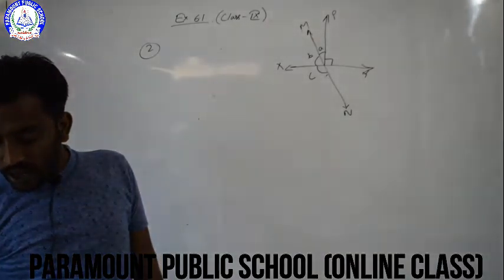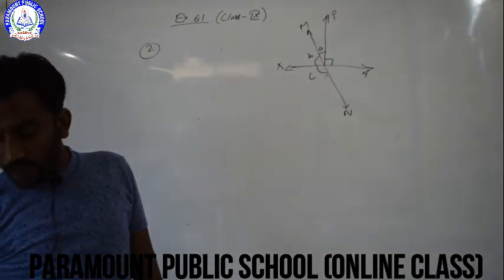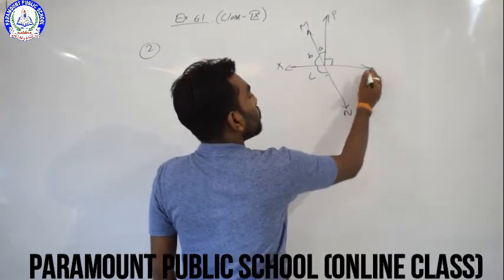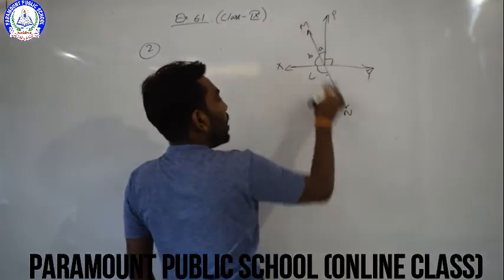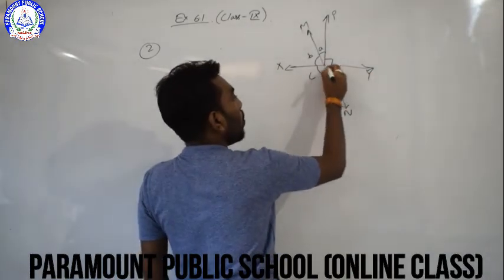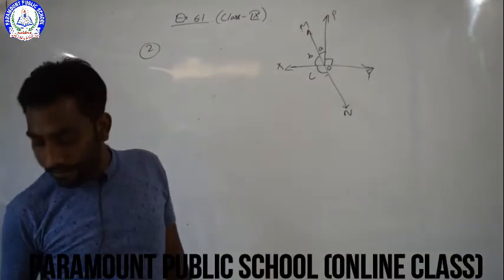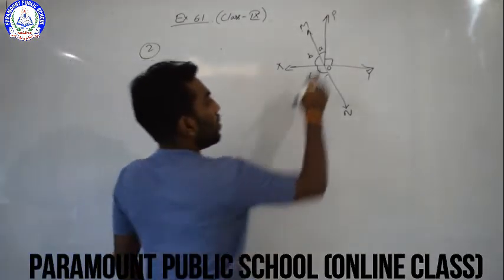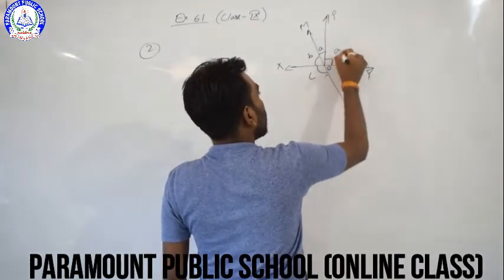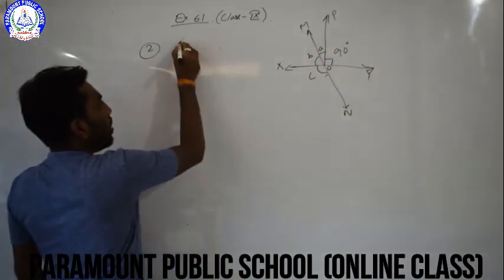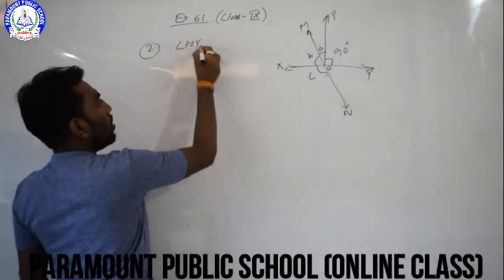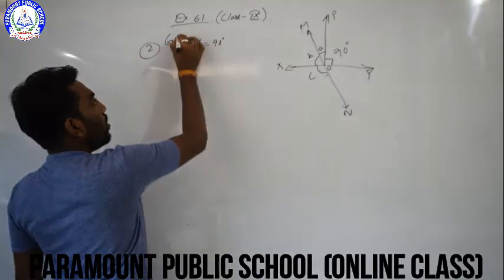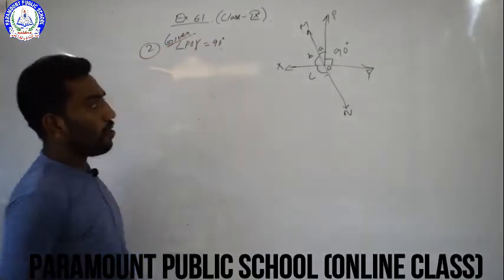In the figure, XY line and MN line intersect at O. Okay, student? If angle POY is equal to 90 degree, they have given that angle POY is equal to 90 degree. This is given in the question.